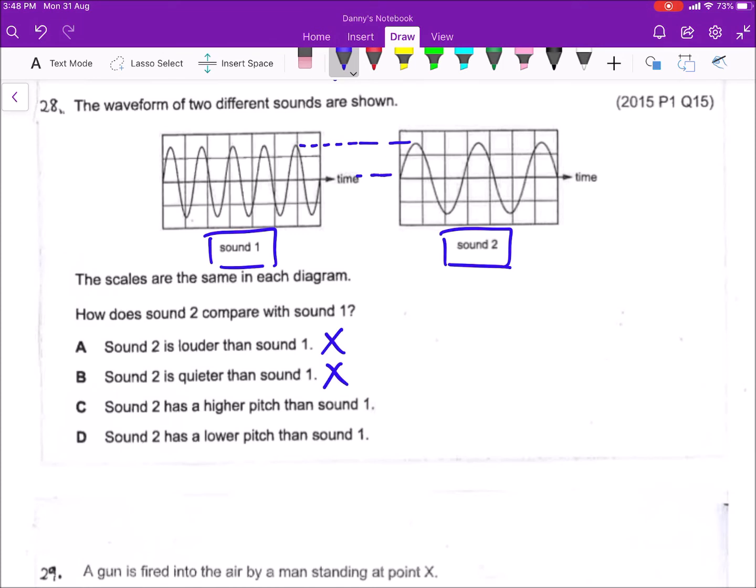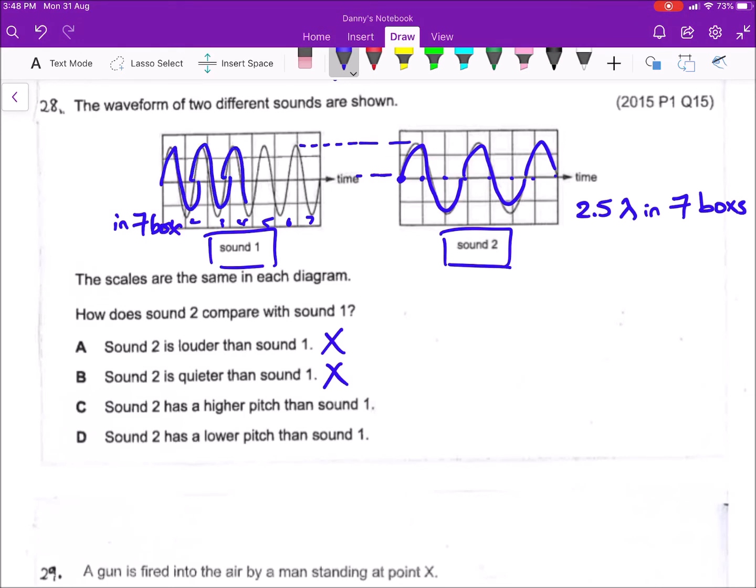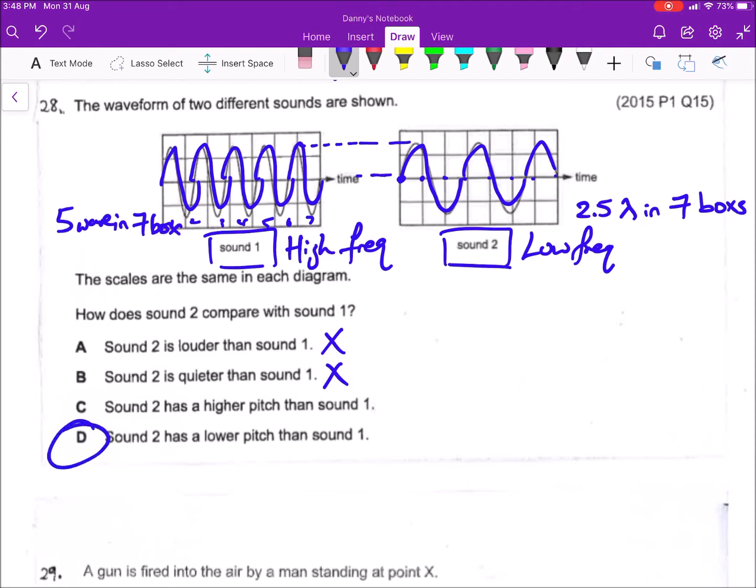You can also see that within 7 boxes, I can see there's 2.5 waves. Down here, in 7 boxes, I would have 5 waves. Then definitely my sound 1 will have a higher frequency. My sound 2 has a lower frequency, and so sound 2 has a lower pitch than sound 1.